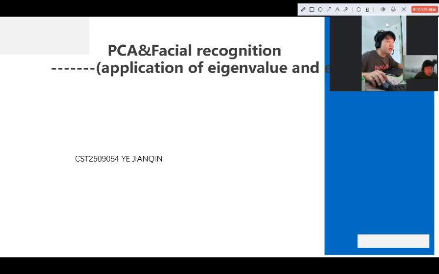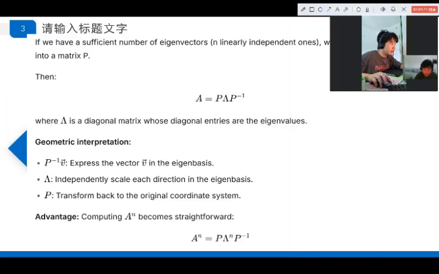CST2509054 JIANQIN speaking, and I'm going to introduce the application of eigenvalue and eigenspace in PCA, principal component analysis, and facial recognition. So, first part, PCA. If we have a matrix A, we could do eigenvalue decomposition: A equals PDP inverse. P is the set of all the eigenvectors, and D is the diagonal matrix. The diagonal entries are all the eigenvalues.